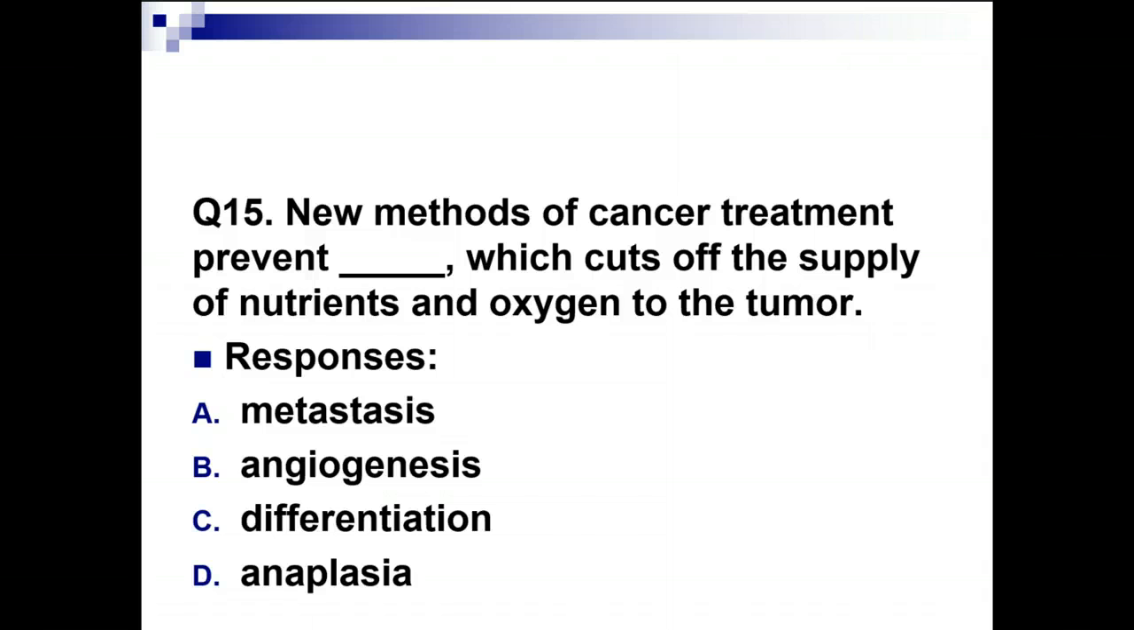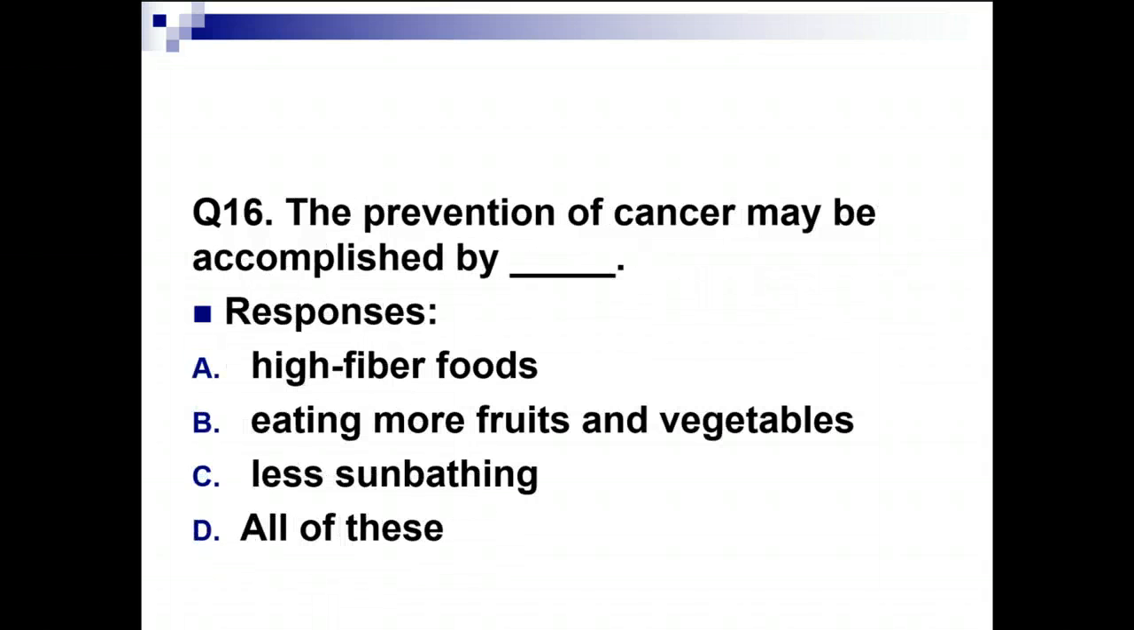Let us review. Question 15. New methods of cancer treatment prevent blank, which cuts off the supply of nutrients and oxygen to the tumor. Choose the correct answer. Question 16. The prevention of cancer may be accomplished by. Choose the correct answer.